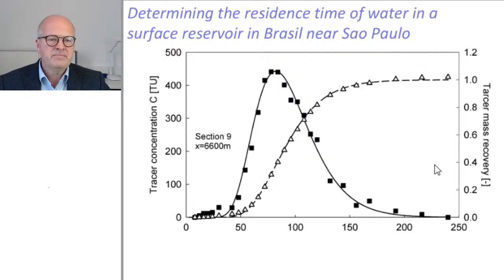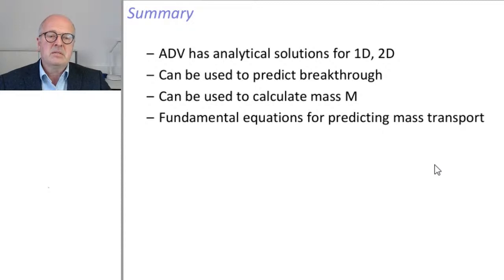So you could actually show that the mass recovery curve was 1. So you got everything back. You had a valid model, and with this model you could actually predict exactly what happens if your reservoir is polluted. Now, the summary: the advection dispersion equation has solutions for 1D and 2D.